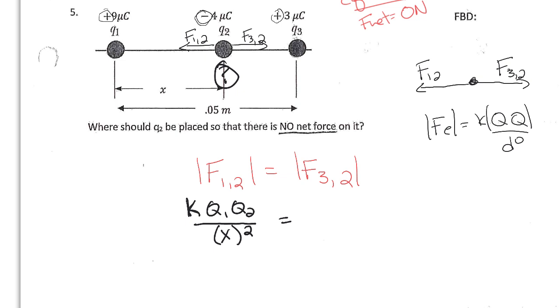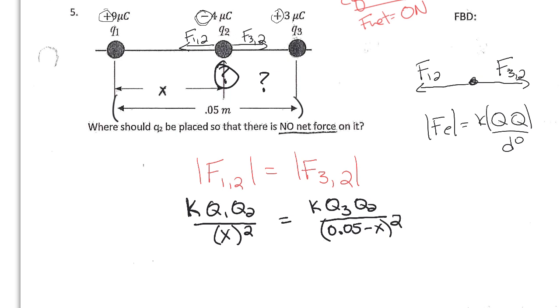On the other side, what's the force between 3 and 2? Well, that's k, q3, q2. The order doesn't matter. And what's the distance over here? Oh, I bet a lot of you have done word problems like this in a math class, where the missing distance is the total minus the x that we don't know. That way we have an unknown in terms of another.